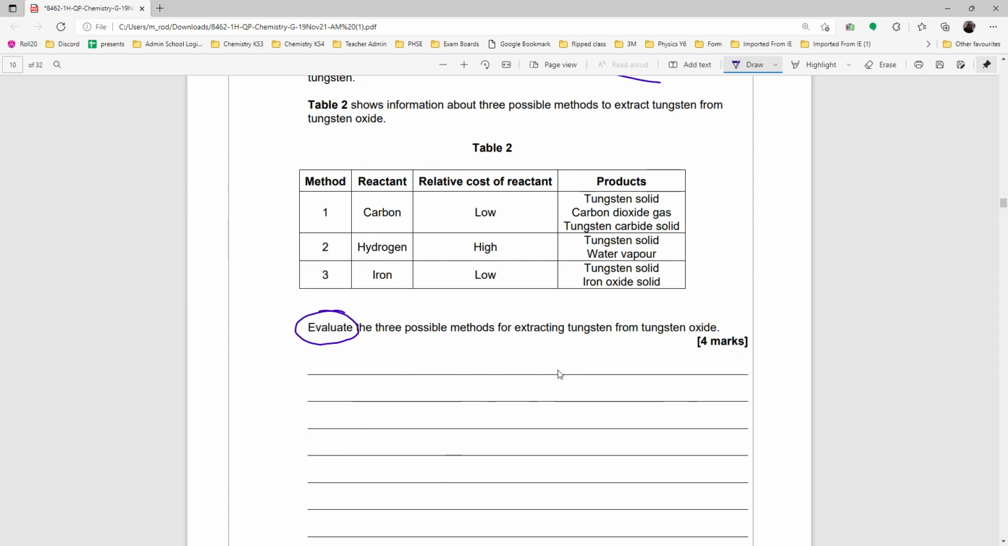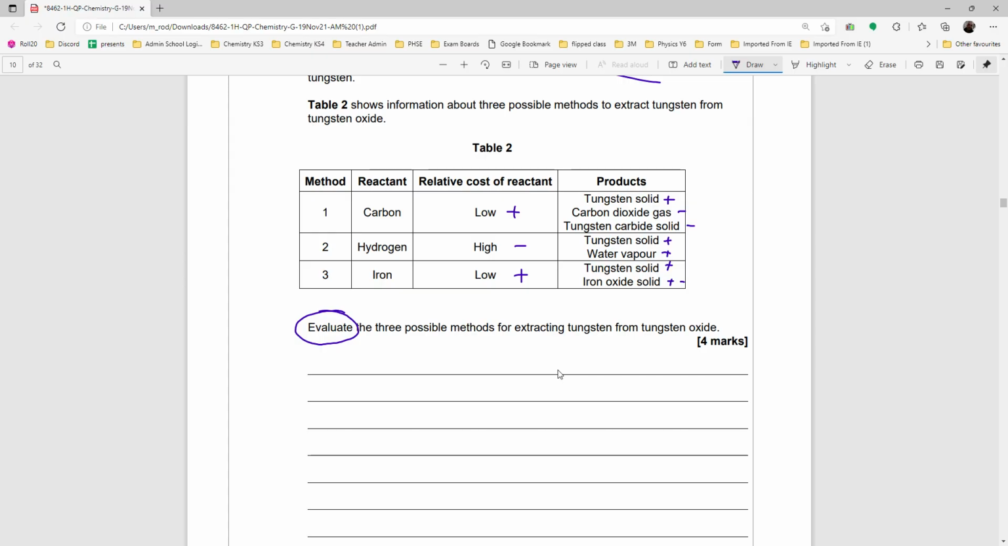I want to first start off with relative cost. If it's low cost, it's good. So carbon's good, hydrogen's bad, and iron is good. Next, tungsten solid, that's good. Tungsten solid, that's good, and tungsten solid, that's good. Problem: this also makes tungsten carbide solid, so I'd have to remove the solids, and it will now have a low atom economy. Next, carbon dioxide is easy to remove, but also it's a greenhouse gas. Let's give that another negative. Then we have water vapor, very easy to remove, so I'll give that a positive. Then we've got iron oxide solid, and that's also a solid, positive and maybe negative.